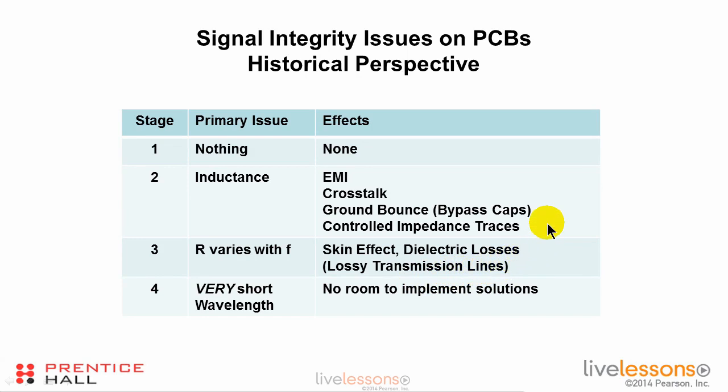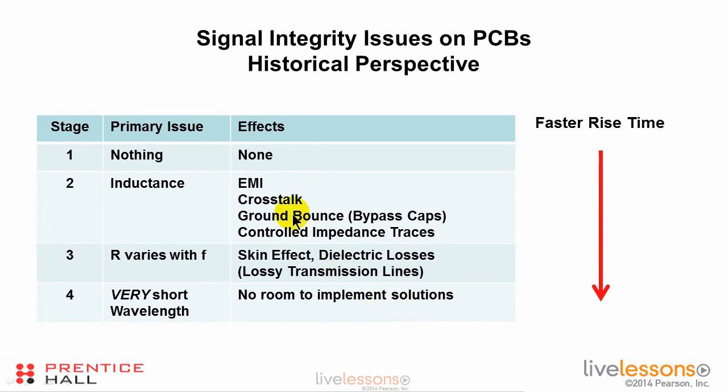In the second stage, we were able to treat transmission lines kind of as ideal lines without any losses. But in the third stage, we begin to have to be concerned about lossy transmission lines, and that raises a new set of problems. And then finally, as I said, in the fourth stage, with very short wavelengths, there's just not enough room to implement the solutions. Even the time through a via becomes an important parameter and something we need to be concerned about, or maybe even change our design because of.